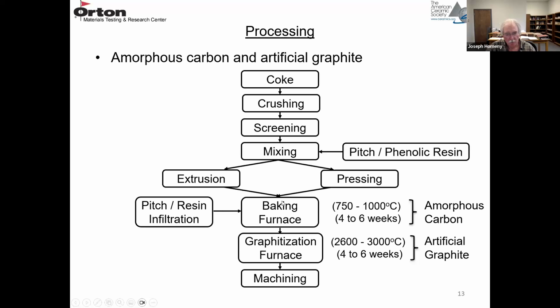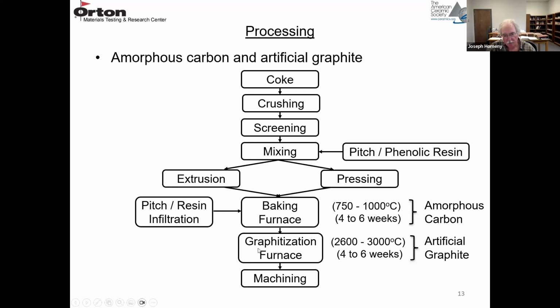After the baking furnace, you can send it to a graphitizing furnace, or you can add pitch or resin by an infiltration process. So there's porosity here. You can fill the porosity. You basically take the block of amorphous carbon, put it under a vacuum, and infiltrate the pores with more pitch or resin. Go back into the baking furnace and convert that pitch or resin to additional carbon, and you can repeat that as many times as you want to get rid of the porosity, make it a denser product.